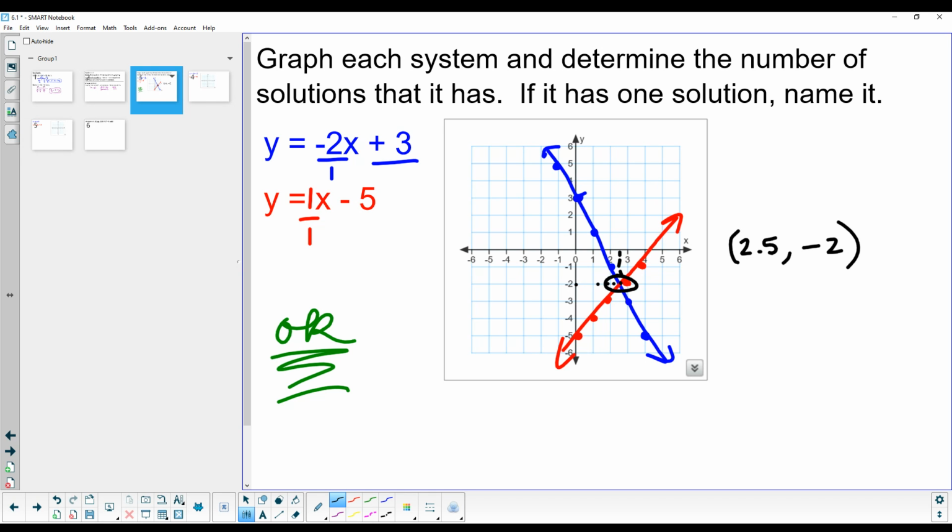The bad thing about graphing these is it's not always going to be exact. So we're going to approximate as close as we can, to the nearest half or to the nearest whole number, and see what we come up with. We always write our answer as an ordered pair, so the x value first and then the y. That's going to be the solution that we come up with. Are there any questions about graphing that or coming up with that answer?